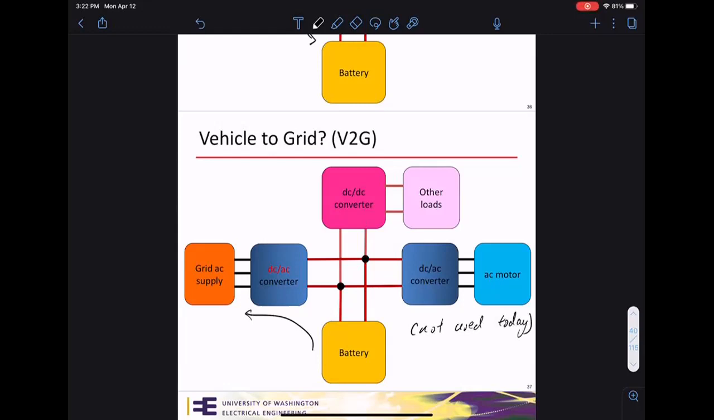Can you guess why? This is a natural application. Vehicle to grid has been talked about for at least the last 10, 15 years, but it's still not very common, or not used at all today. Can you think of any reason why?